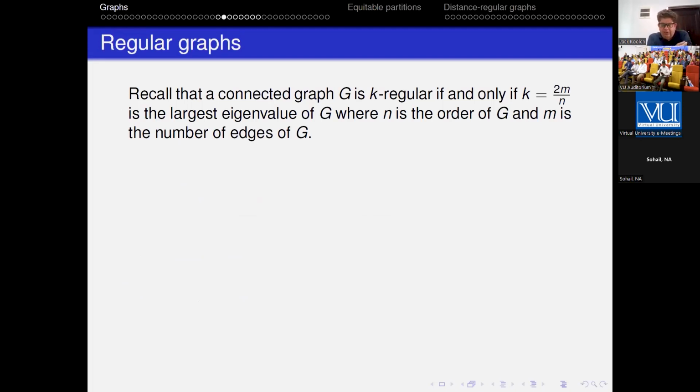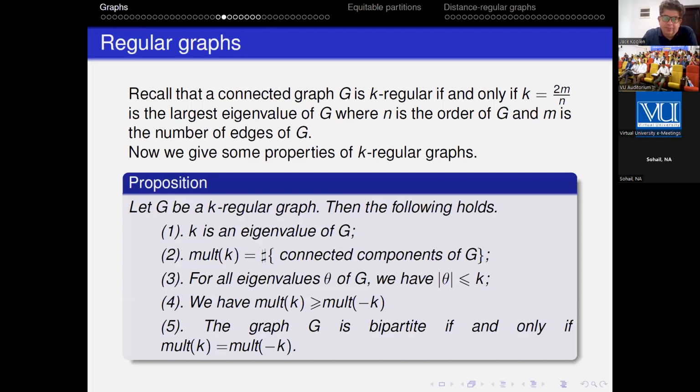So we have seen that a connected graph G is k-regular if and only if k is 2m over n, the largest eigenvalue of G, where n is the order of G and m is the number of edges of G, or the size of G. Now we give some properties of k-regular graphs. So let G be a k-regular graph. Then the following holds. k is an eigenvalue of G. The multiplicity of k is the number of connected components of G.